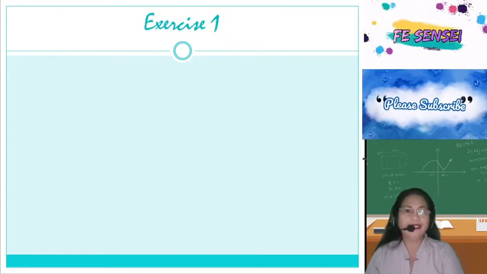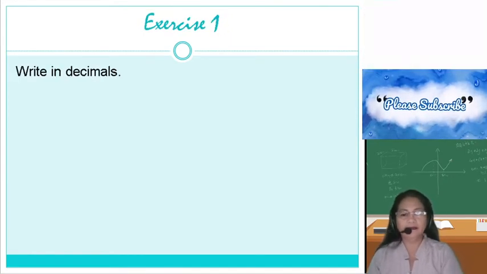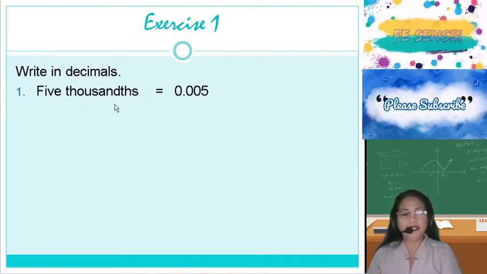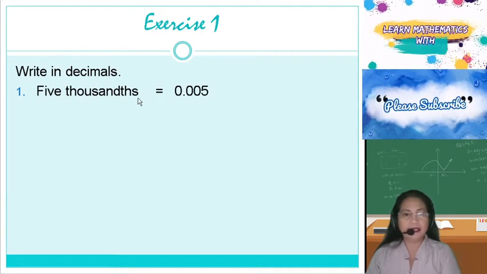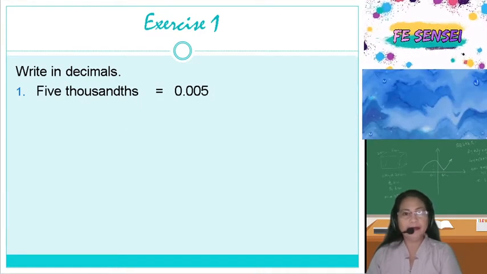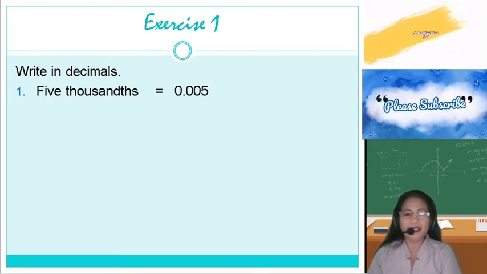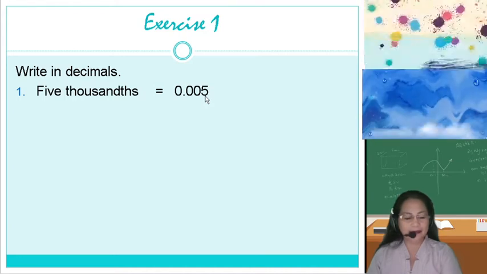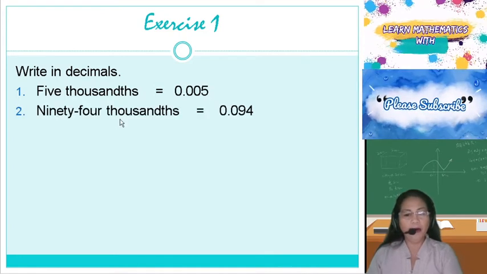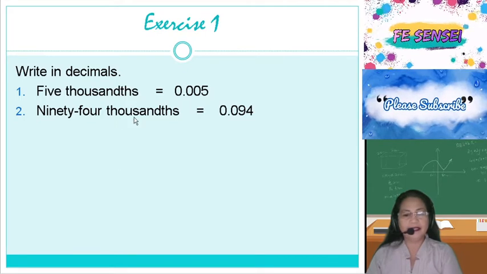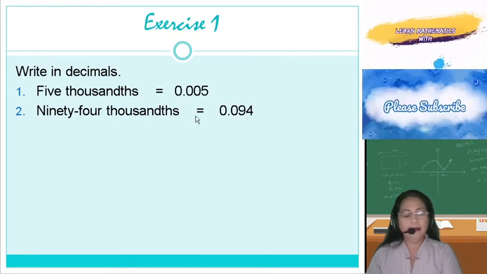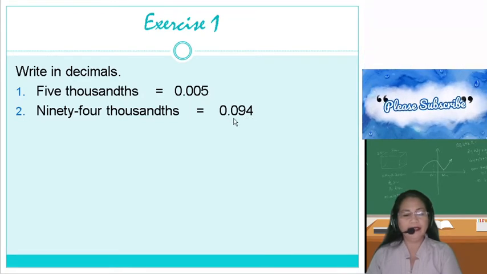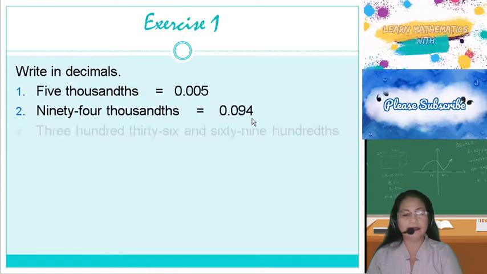Okay, let's have exercise 1. Write in decimals. So the number is 5 thousandths. Thousandths, so we have 3 decimal places after the decimal point. So this is 5 thousandths. Then 94 thousandths. Again, it's thousandths, so 3 decimal places after the decimal point. 1, 2, 3. Then 94 thousandths.